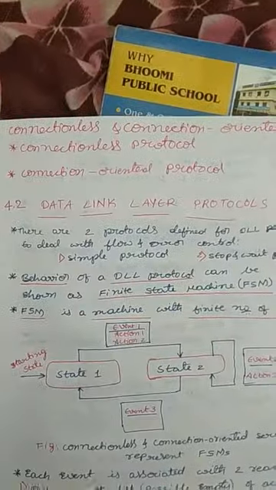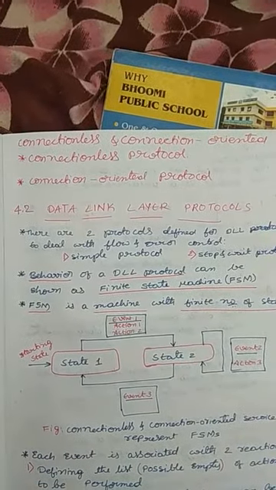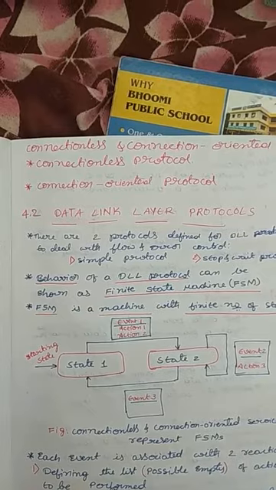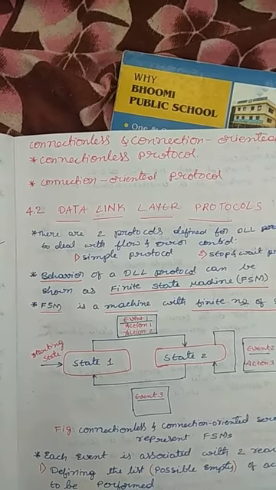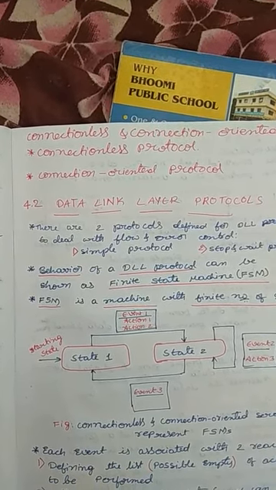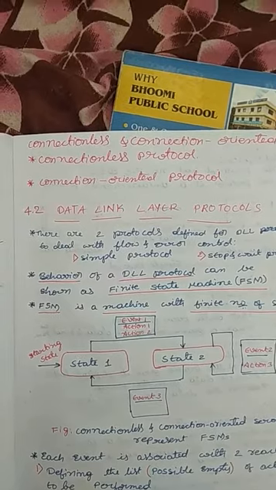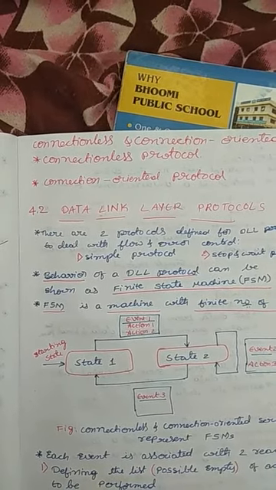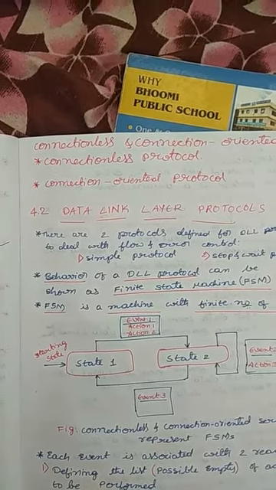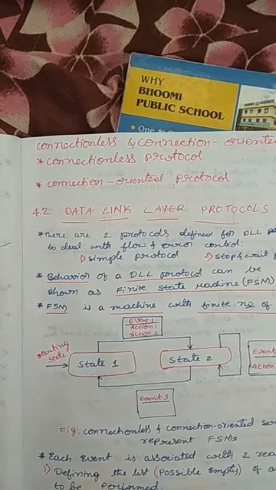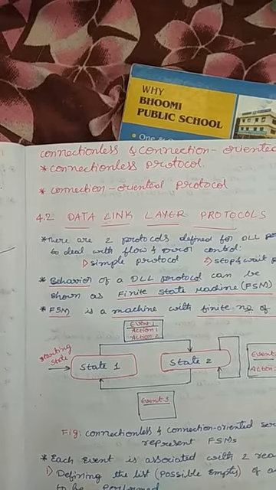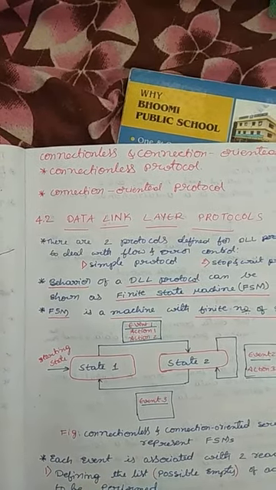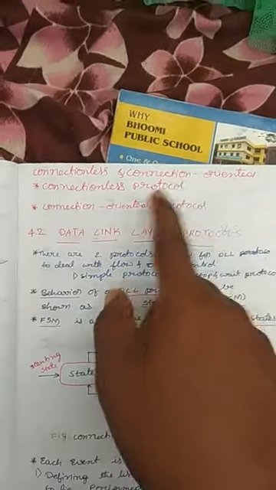Next one is connectionless and connection oriented. Connectionless protocol is nothing but, suppose you are sending frames from one node to another node, the receiver can receive frames from many other nodes. There is no numbering for those frames. It will be maintained by the protocol.